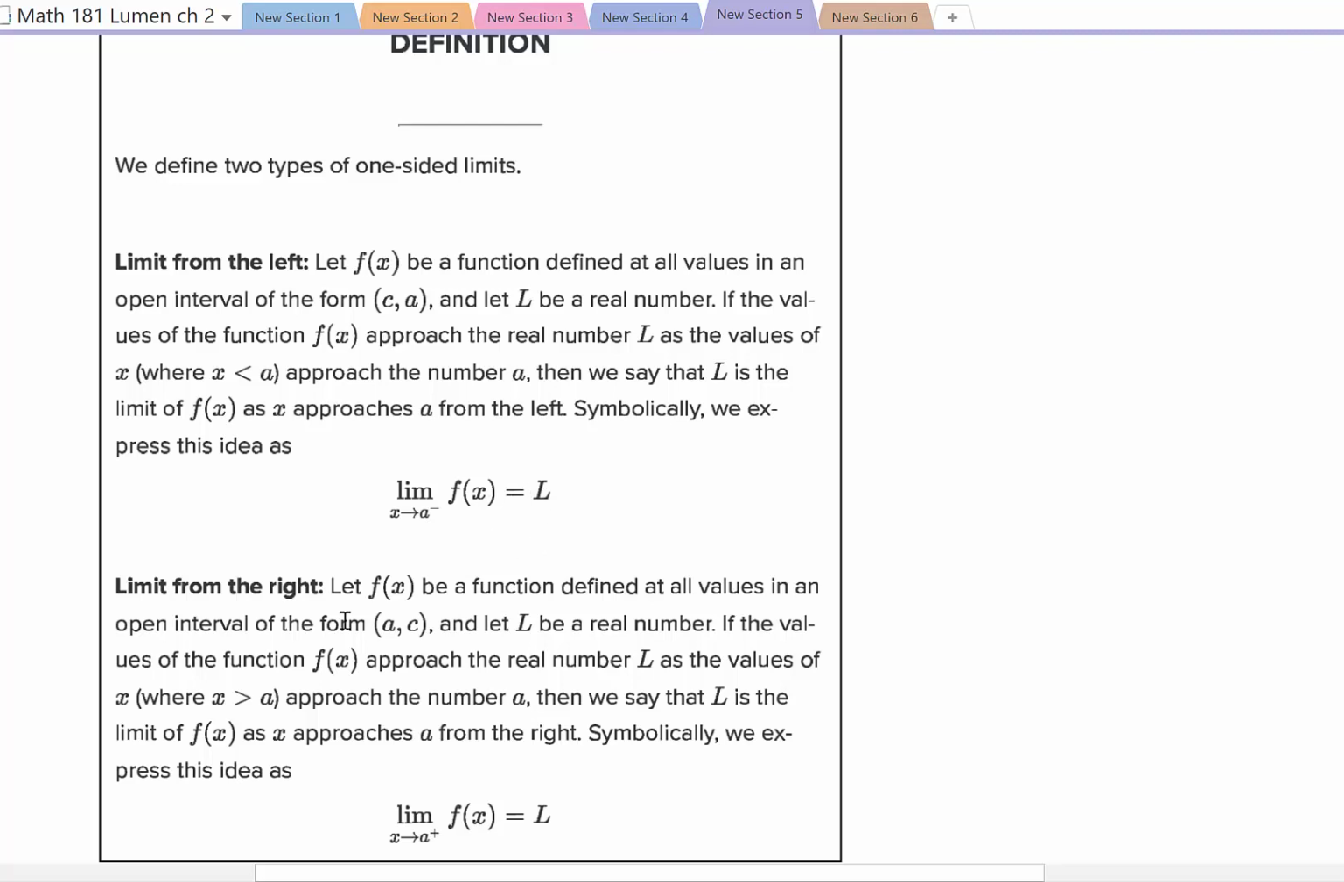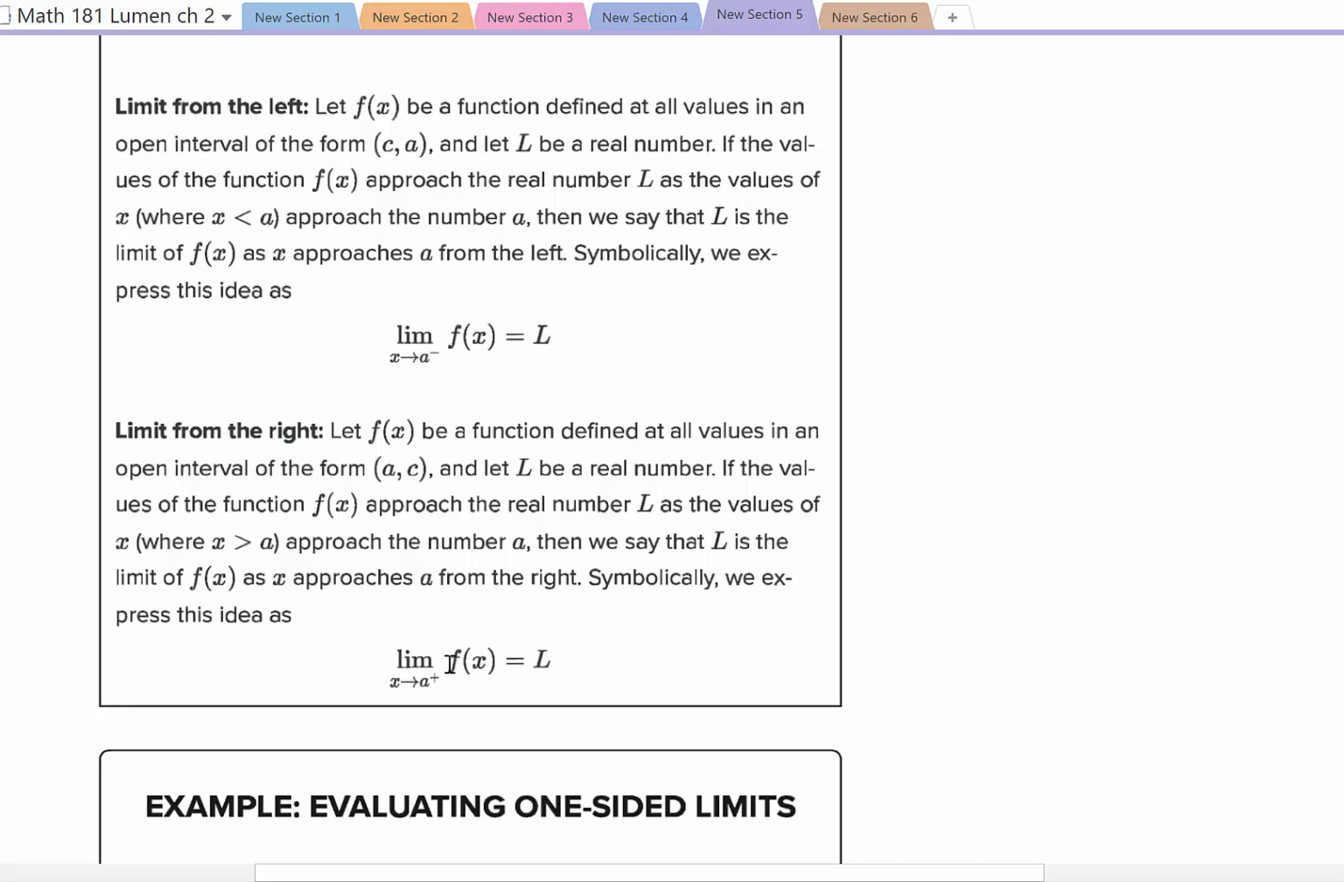then that equals L. Limit from the right: let f of x be a function defined at all values in an open interval of the form (a, c), and let L be a real number. If the values of the function f of x approach the real number L as the values of x, where x is greater than a, approach the number a, then we say that L is the limit of f of x as x approaches a from the right. Symbolically, we express the idea again as the limit of f of x as x approaches a from the right, the plus meaning from the right, equals L.